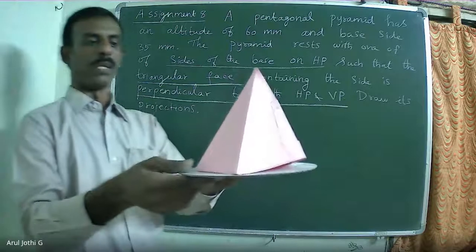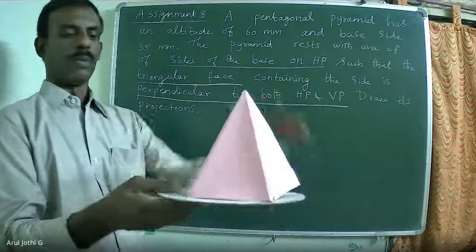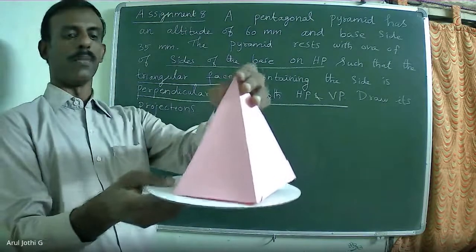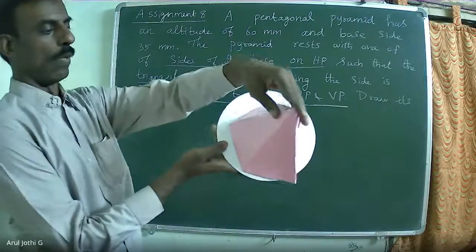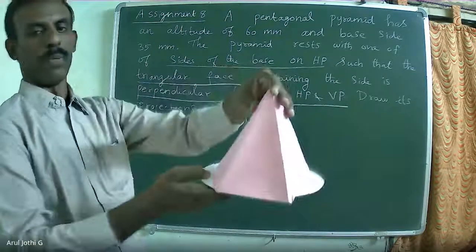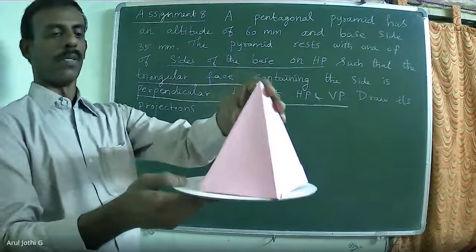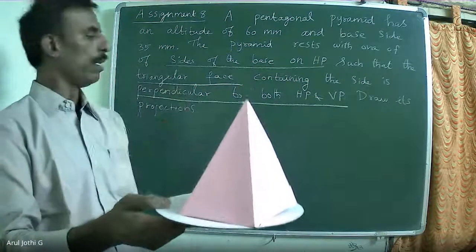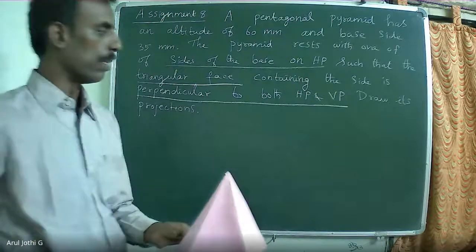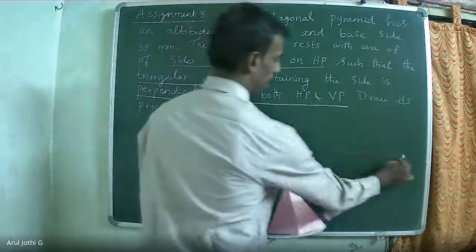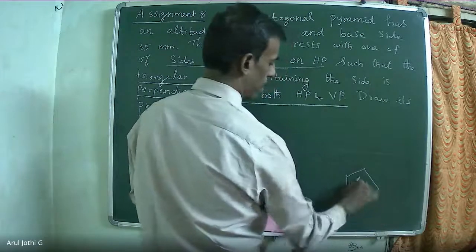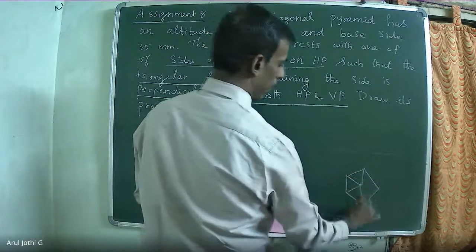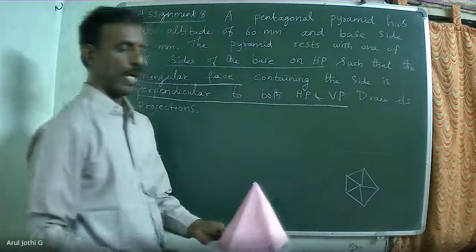Now you see this object. To make the base side rest on HP, I am going to keep one side of the pentagon perpendicular to VP. So one of the sides of the base will be perpendicular to VP. In this orientation, I am going to draw the top view so that one of the sides of the base will be resting on HP.